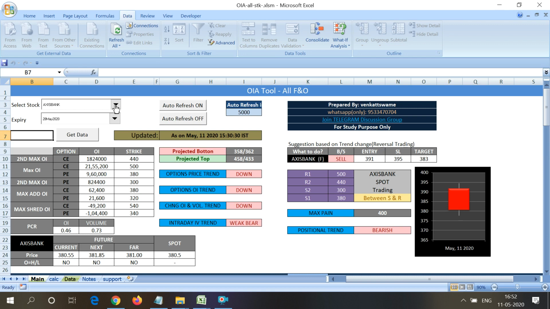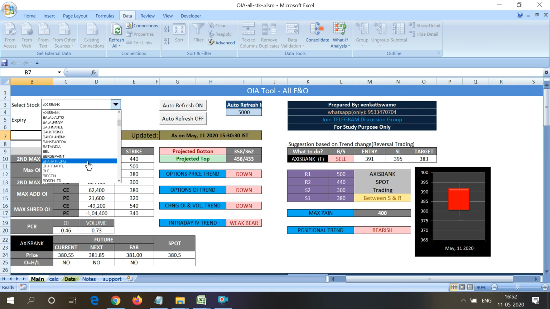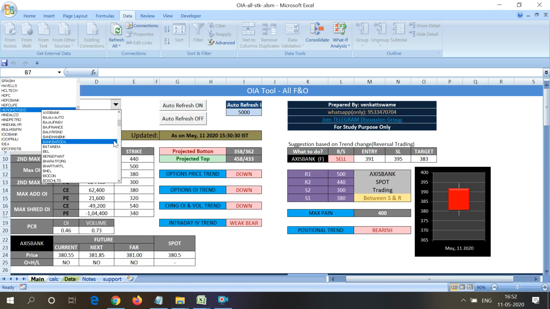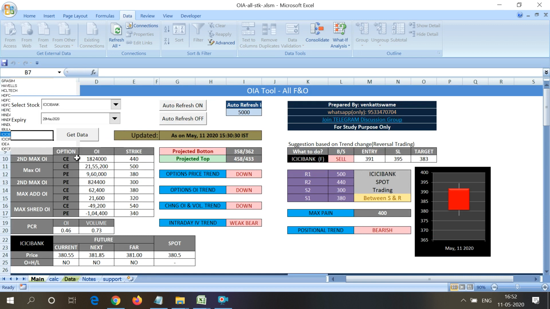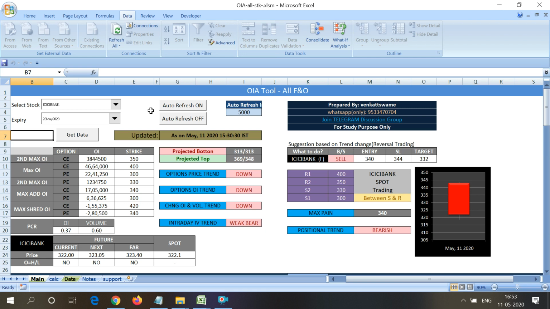Yeah, if you want to change any stock name, then click get data. This is the performance of the OIA tool for all these F&O stocks.